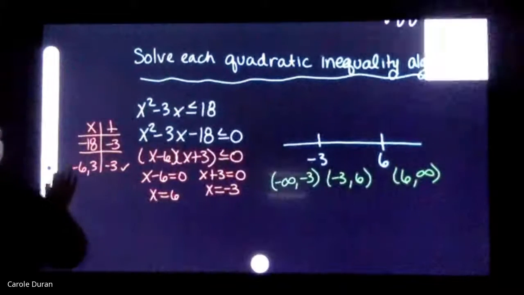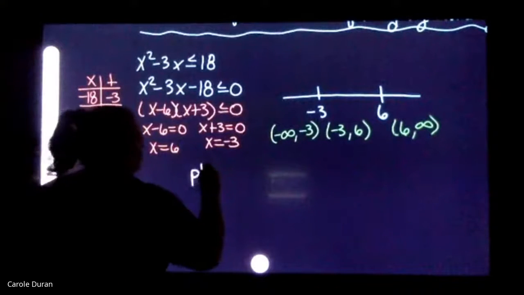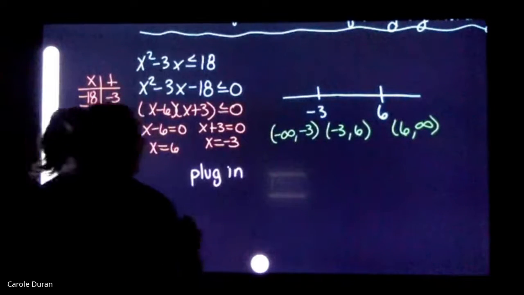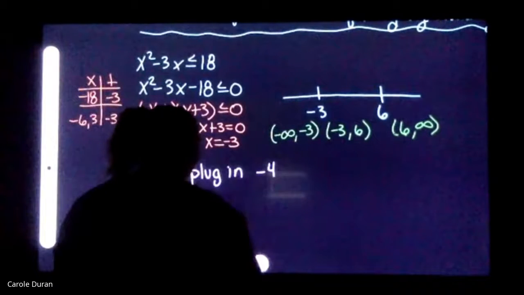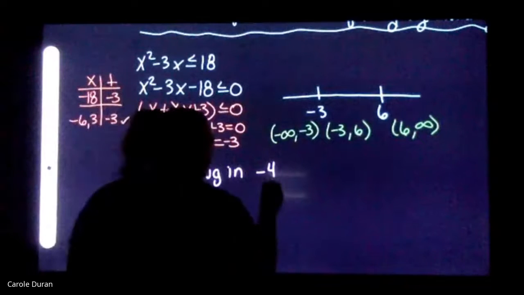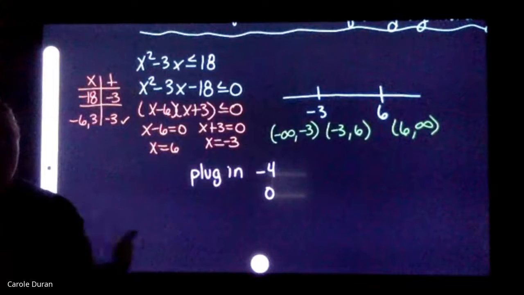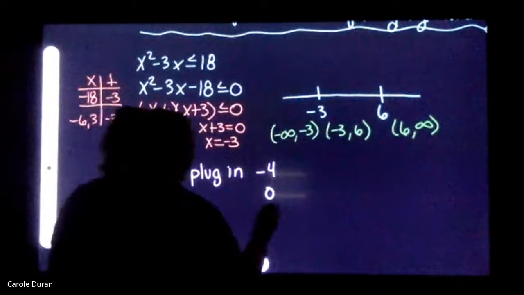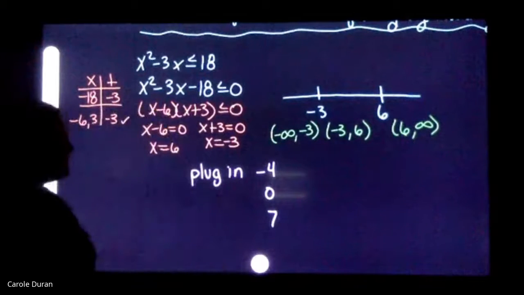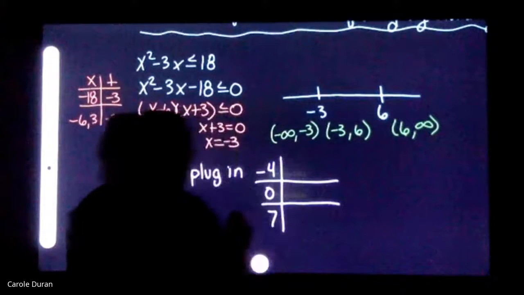So I'm just going to pick random numbers. It doesn't matter which ones you use. So I'm going to pick negative 4 for values that are smaller than negative 3. I'm going to pick 0 for values between negative 3 and positive 6, because 0 is between there. And I'm going to pick 7 for values that are larger than 6. Again, you can pick any numbers you want as long as they are on those intervals.